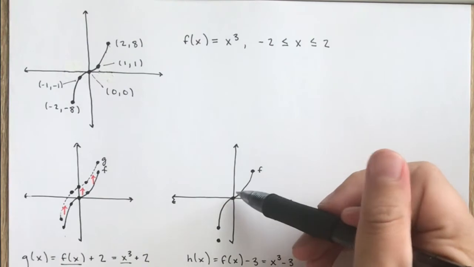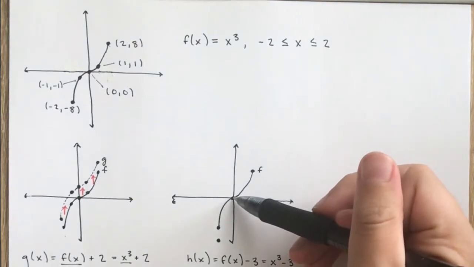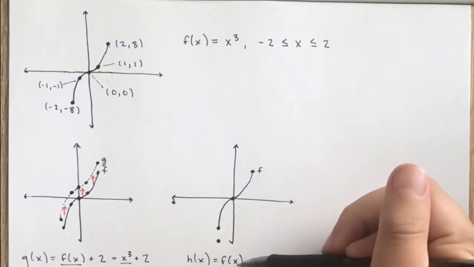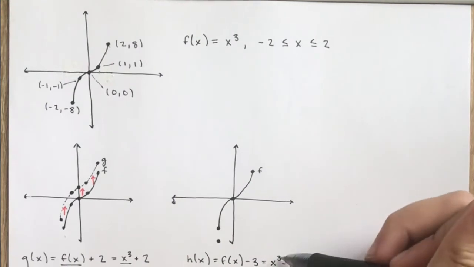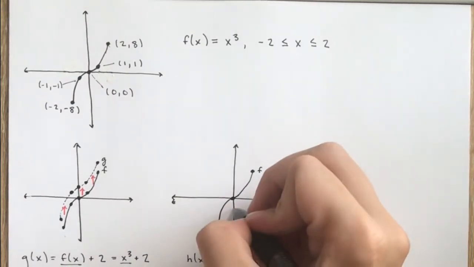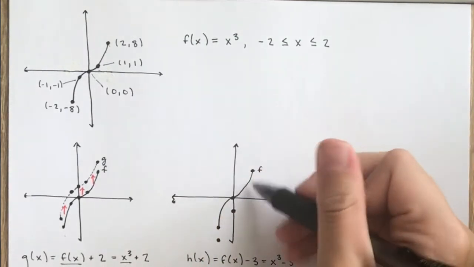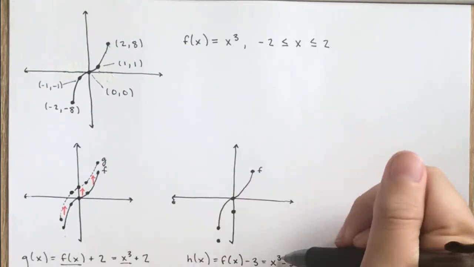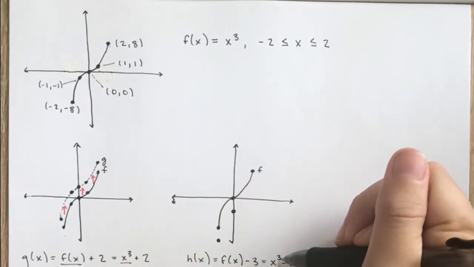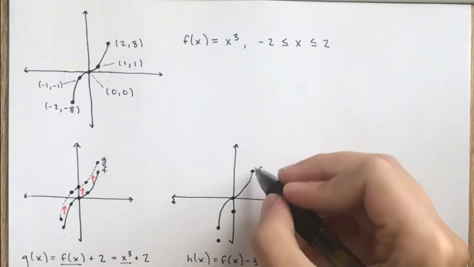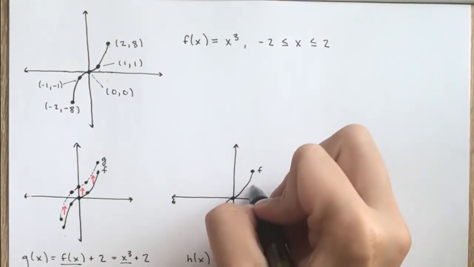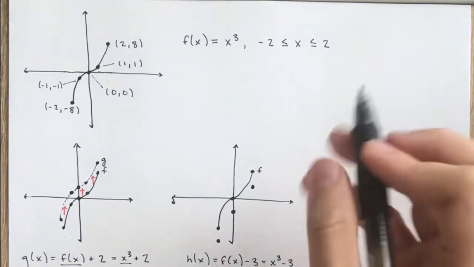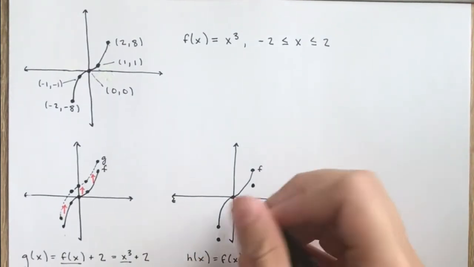x equals 0 is going to give us f of 0, which is 0, minus 3, which is -3. And f of 2, which is 2 cubed, which is 8, minus 3 gives us 5. We connect all these together.